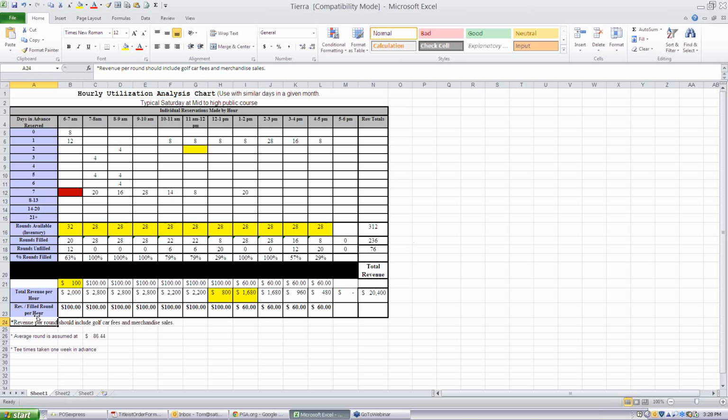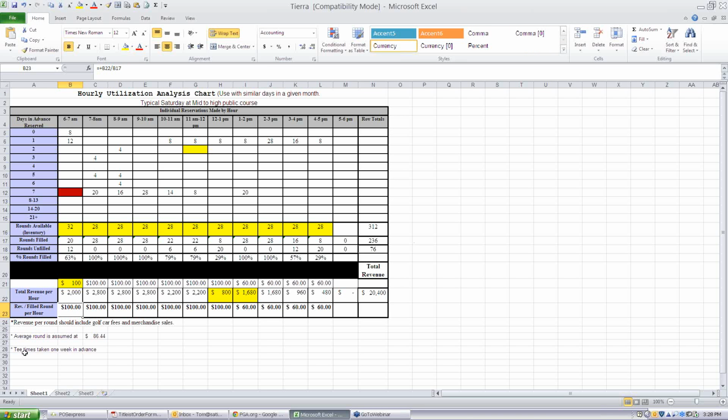And this particular instance was revenue per round, included golf carts, and this one says on merchandise sales. You can add merchandise sales in, or you don't. Again, it depends on how you want to do it. You can do it either way. This one did not take merchandise sales into account, and that's fine.